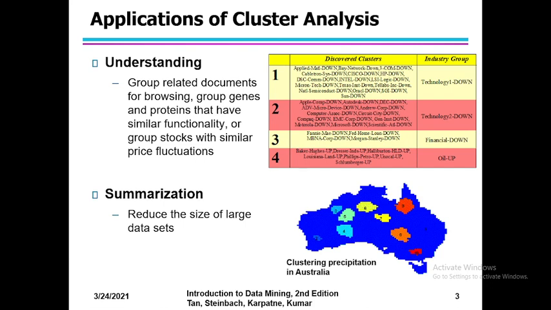There are many applications where you are going to use cluster analysis. For example, grouping genes and proteins that have some kind of similarity functions. If you take any biology subject, you may have genes and protein data that you want to group properly. Or you take stock data, share market stock data. There will be a lot of price fluctuations, whether high or low.